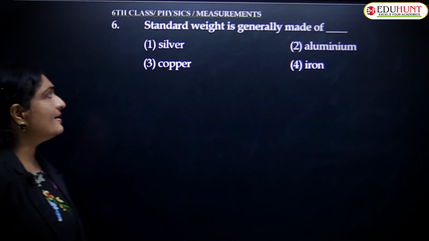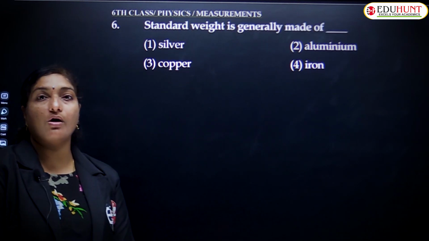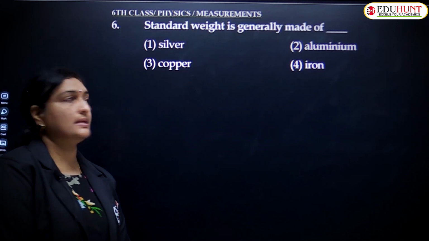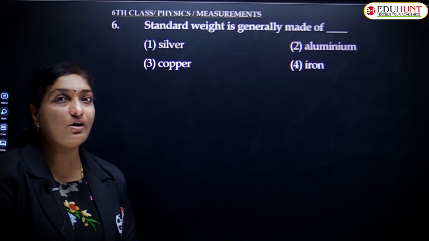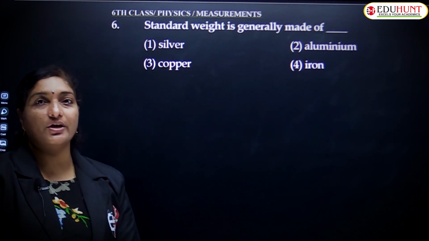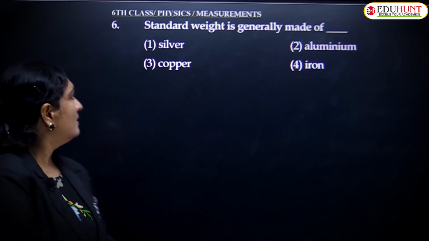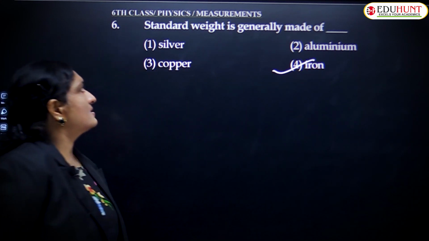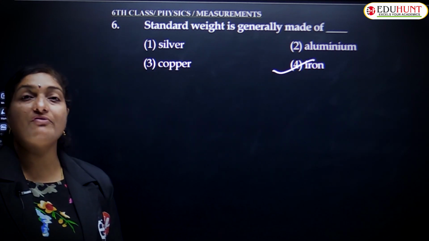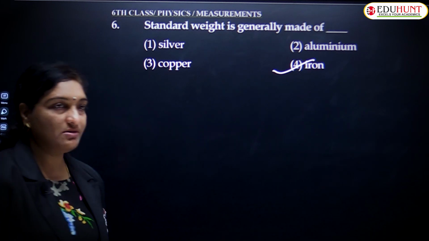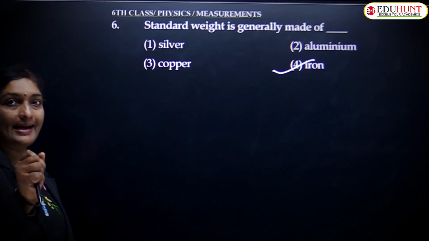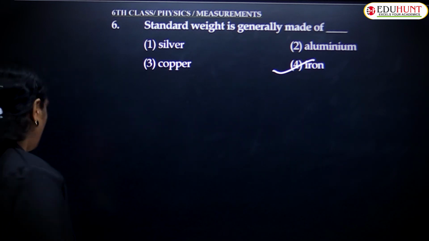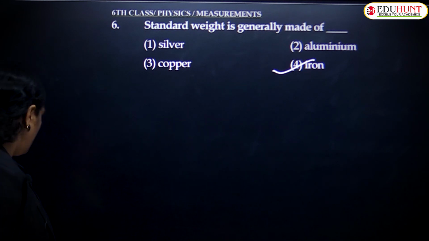Next. Standard weight is generally made up of which element? I told you, that black color which I showed you. Yes, iron. So, where is it? Here. The standard weights are generally made up of iron, which is hexagonal in shape, at the back of which a lead seal will be given by the government, and a few people will be removing the lead.